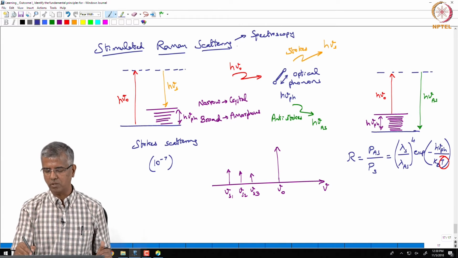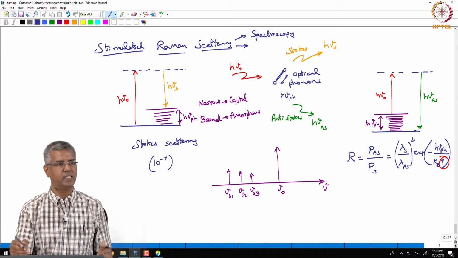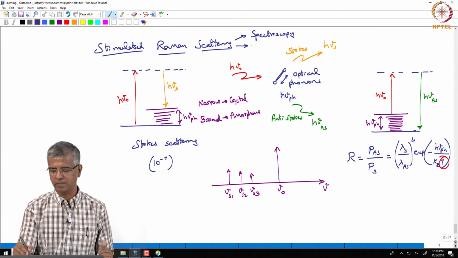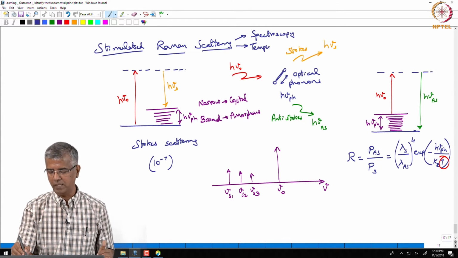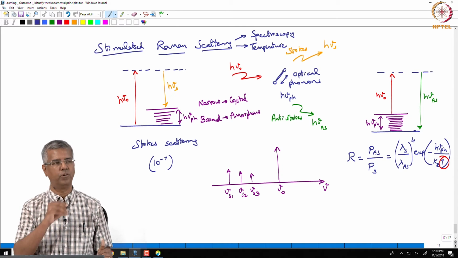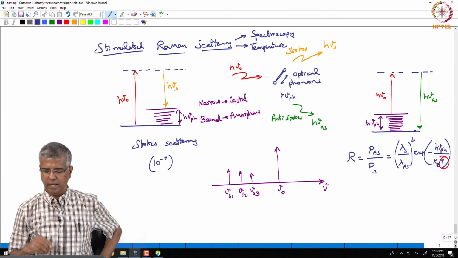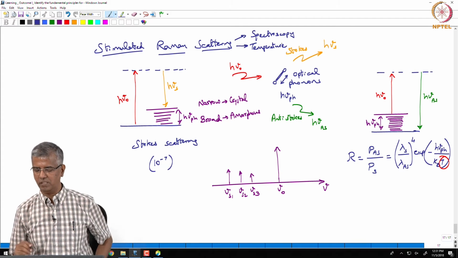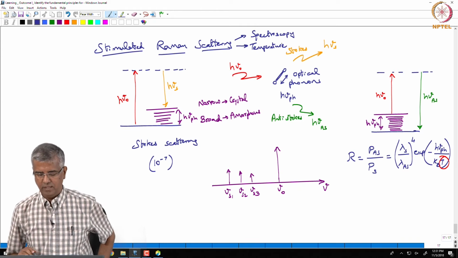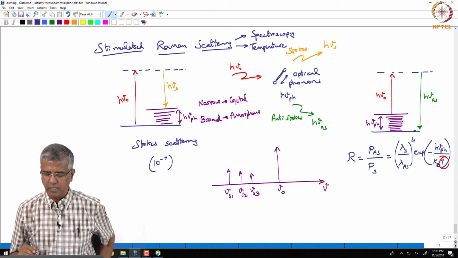Okay. And we also talked about sensing, temperature sensing. It is a very nice tool for that. We can use it for sensing applications. And we have one more application, which is communications.